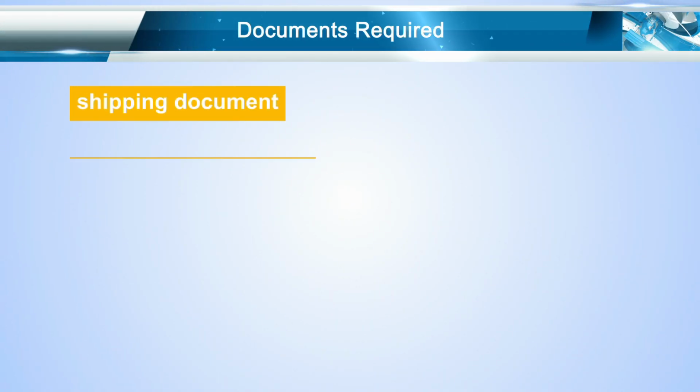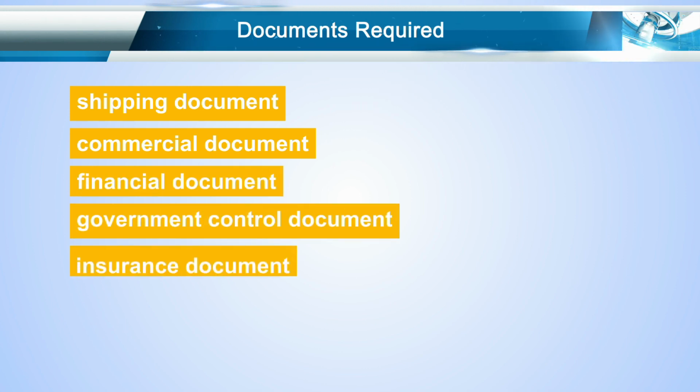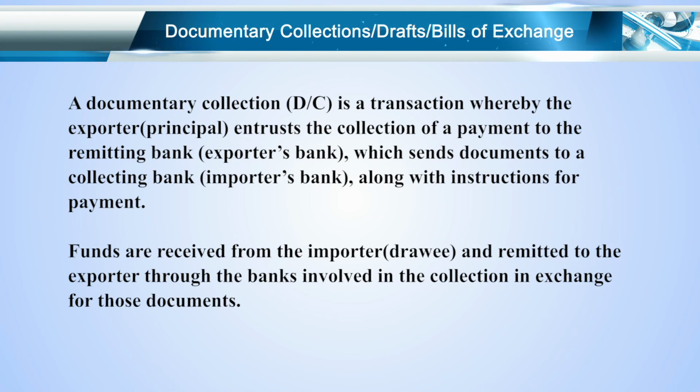So, think aloud. What are the documents needed? They are shipping documents, commercial documents, financial documents, government-controlled documents, and insurance documents. In clean collection, there is only a draft attached, while in documentary collection, apart from the draft, shipping documents and the other relevant documents are also required.